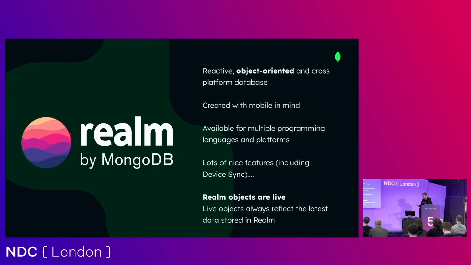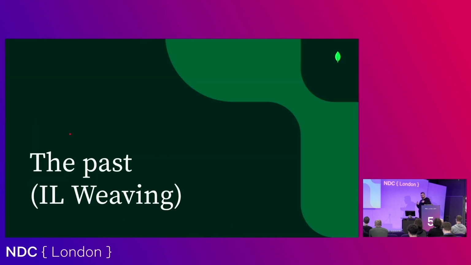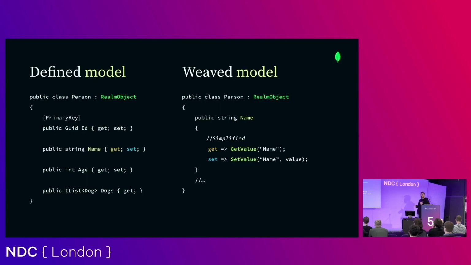Okay. So now you have an idea about what IL weaving is, you have an idea about what source generators are, and what Realm is. Now we need to take a look at why we decided to use these code generation techniques in the first place and why we decided to move from one approach to the other. So when the library was created, that was before my time, they decided to use IL weaving, and they decided to use IL weaving behind the model definition.